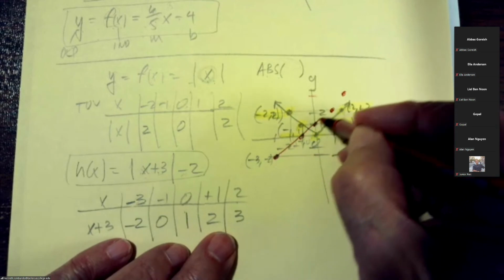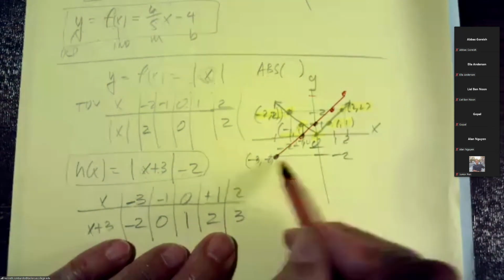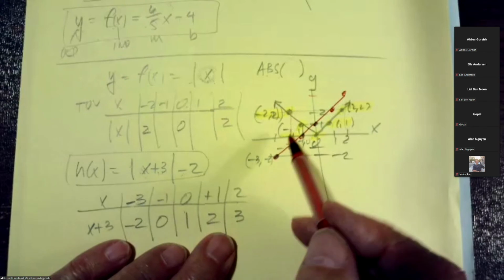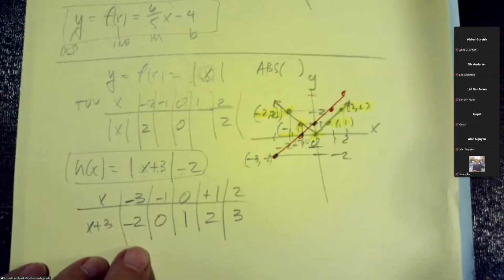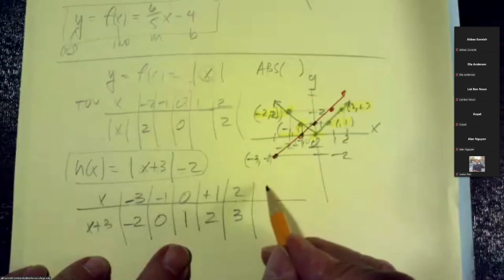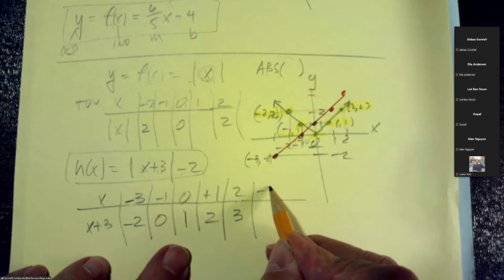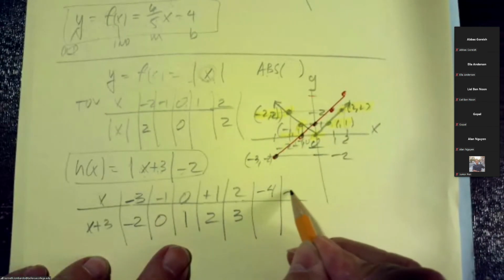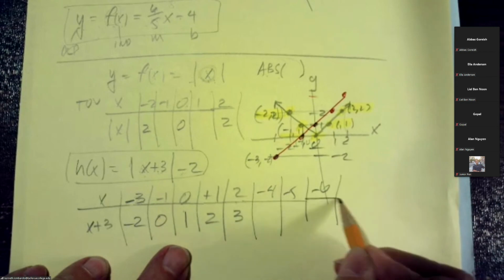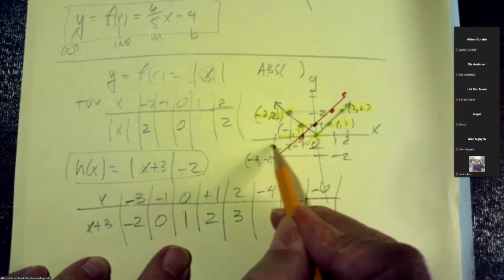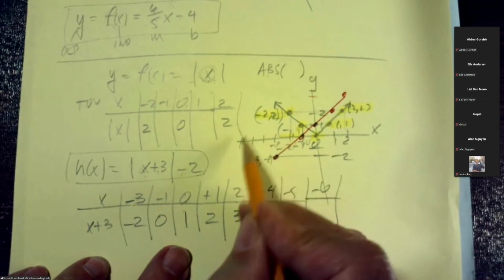So I've got a line that goes like that, but it looks like I haven't gone far enough to the left. I don't have any values over here. So let's put some more values in over here. Let's go -4, -5, -6. Let's see what we get here. 2, 3, 4, 5, 6.